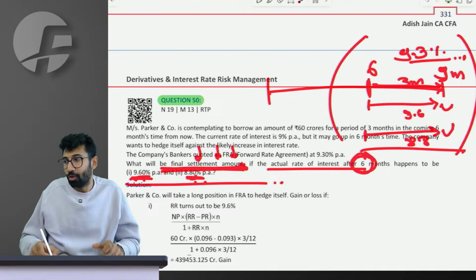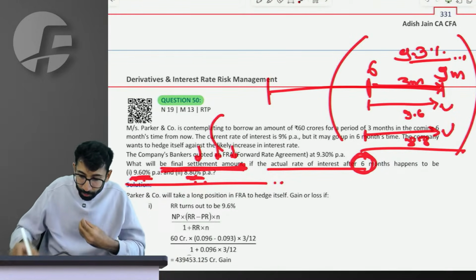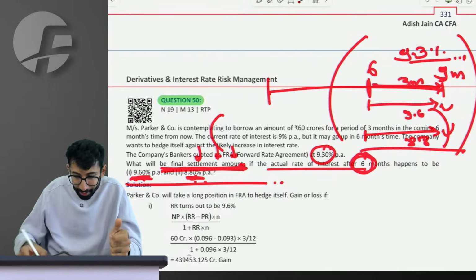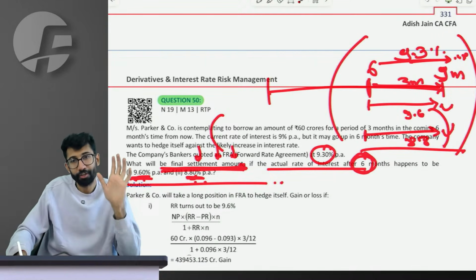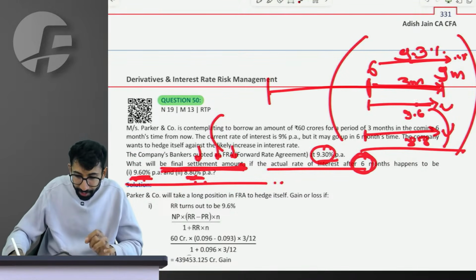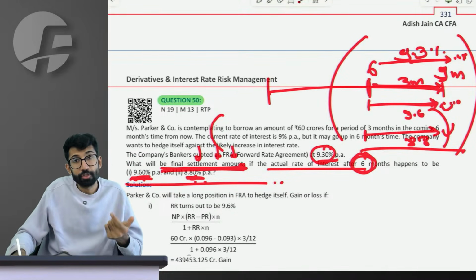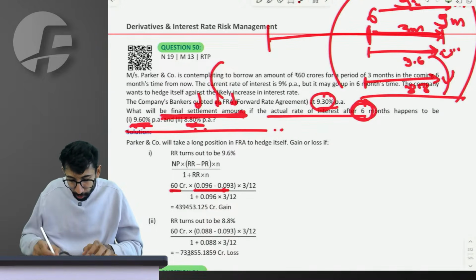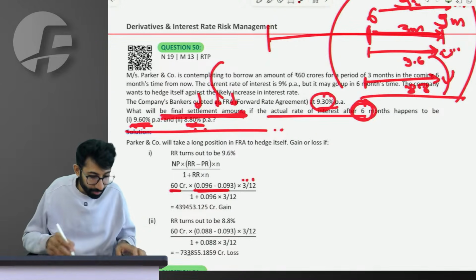Sir, I need to figure out my position. Can you all try to figure out what the position should be? Sir, since I'm a borrower in the spot, I will have to enter into a contract to borrow at the rate of 9.3 after 6 months for a period of 3 months. The FRA rate is 9.3, right? Sir, the rate in the market turns out to be 9.6. Do you feel a gain? Yes, sir, of 0.3%. So 60 crore into 0.3% for a period of 3 months.